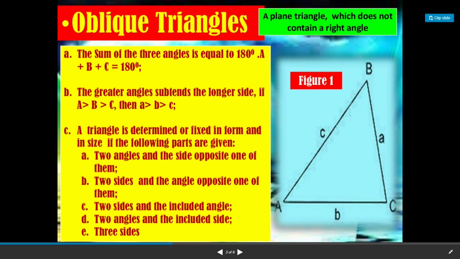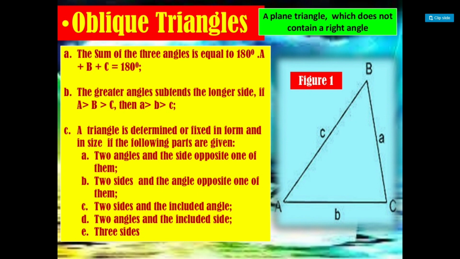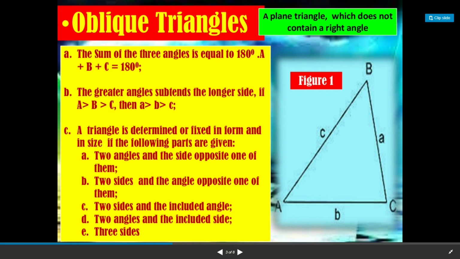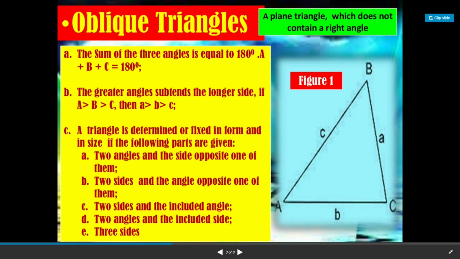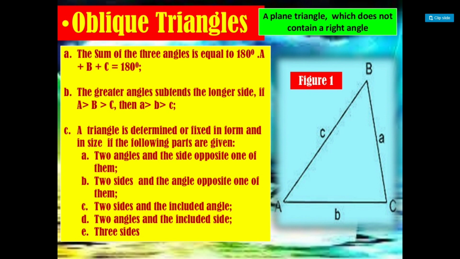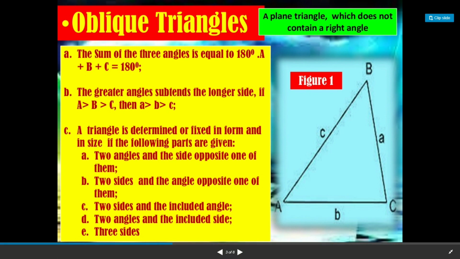A triangle is determined or fixed in form and in size if the following parts are given. Letter A, two angles and the side opposite one of them. Like for example, I have angle A and also angle B. Okay, two angles and the side opposite one of them, suppose that is side A. For letter B, we have two sides and the opposite angle. Let's say we have here two sides, so we have side C and side A. Then we have opposite of it, let's say that is angle A.